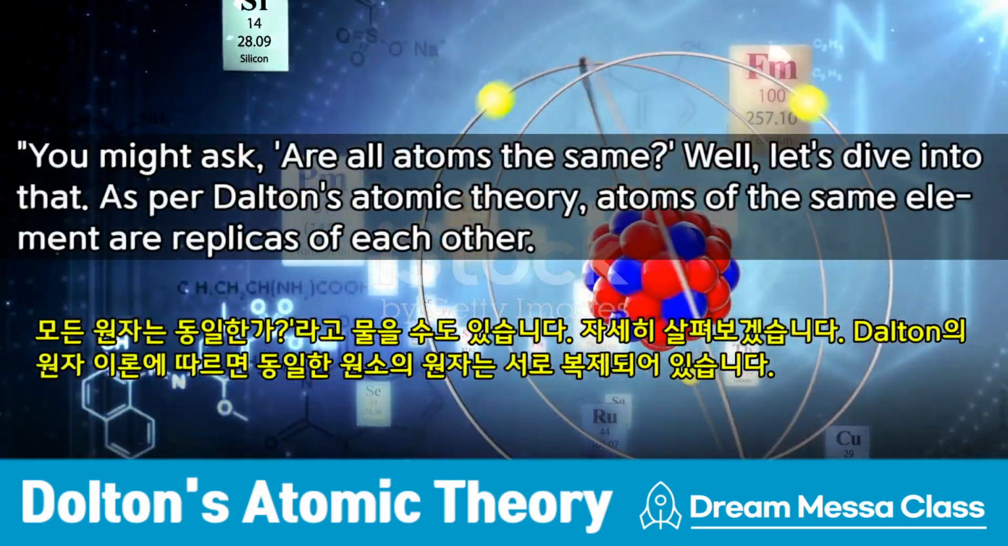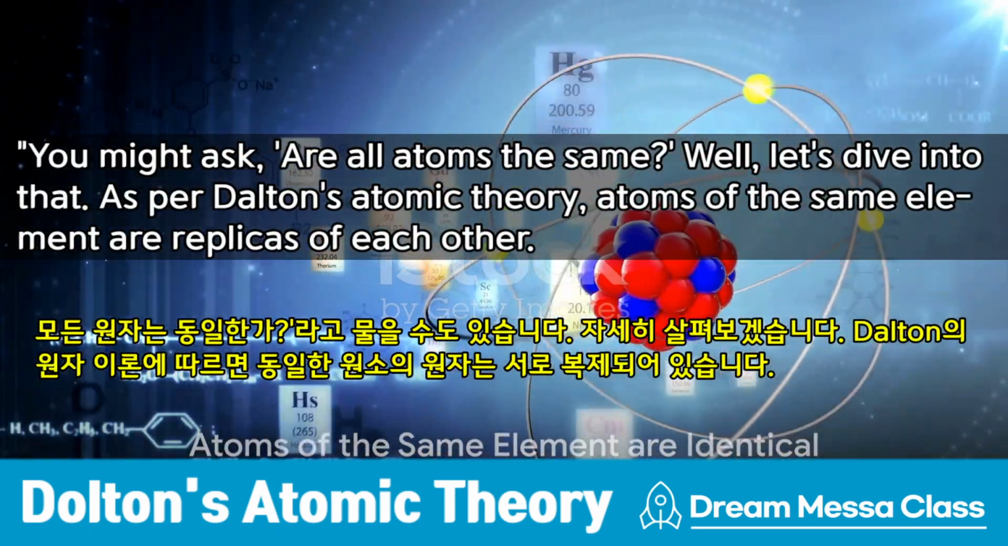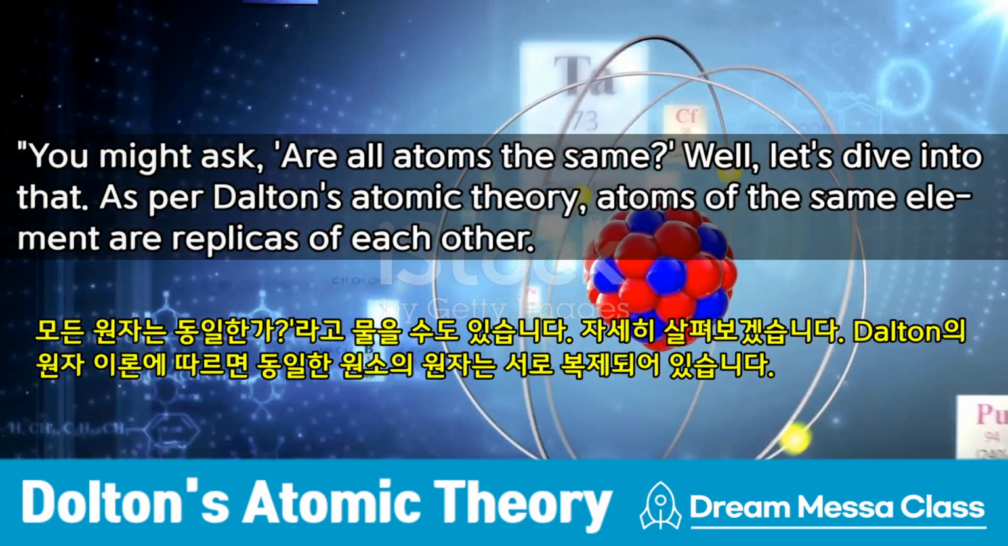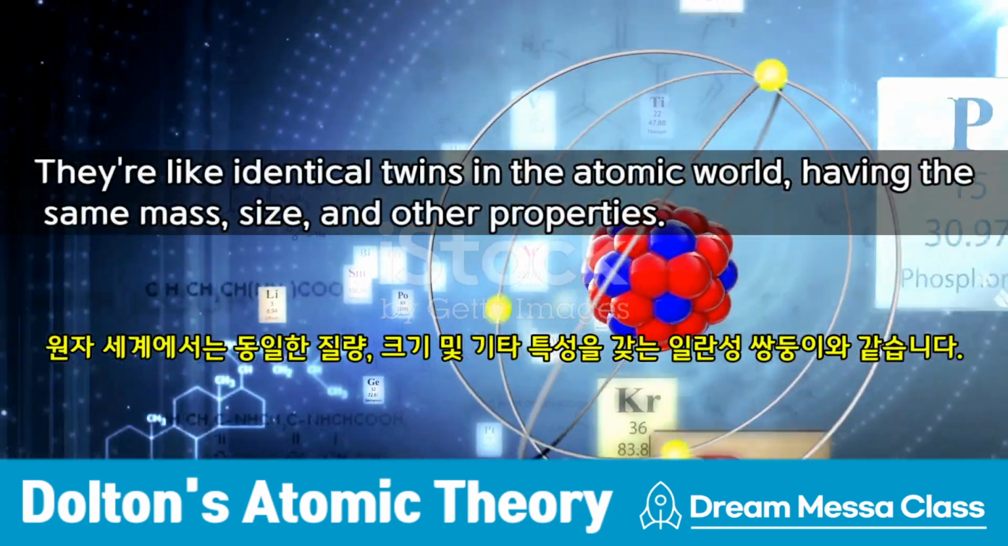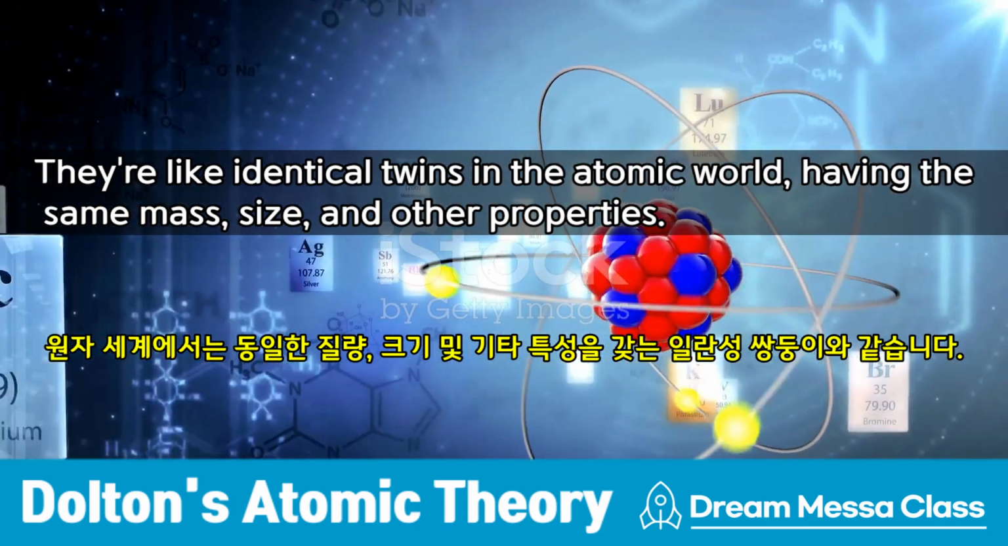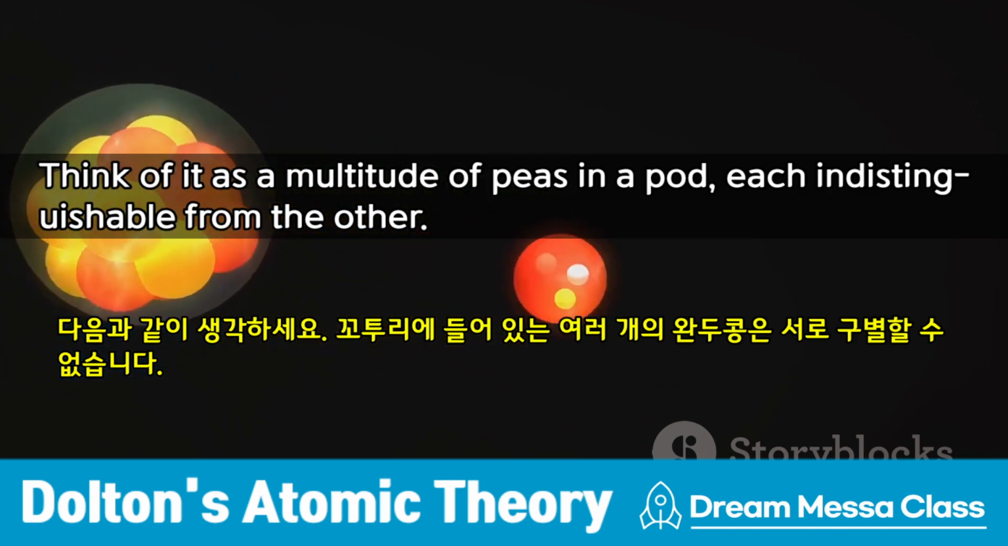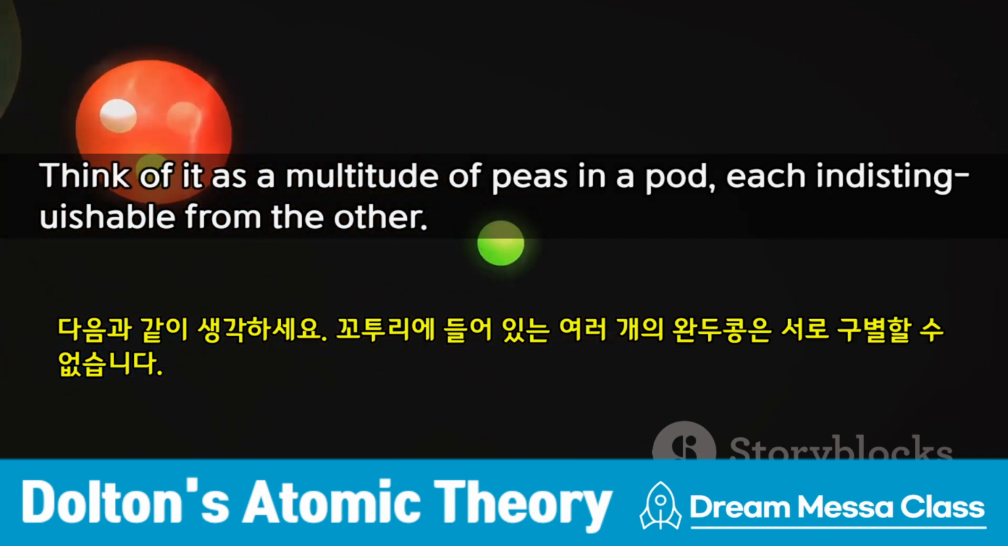You might ask, are all atoms the same? Well, let's dive into that. As per Dalton's atomic theory, atoms of the same element are replicas of each other. They're like identical twins in the atomic world, having the same mass, size, and other properties. Think of it as a multitude of peas in a pod, each indistinguishable from the other.